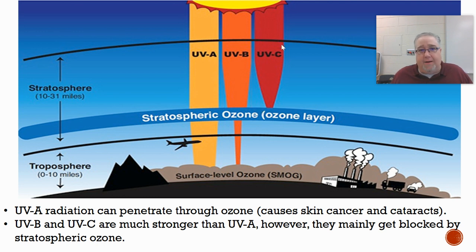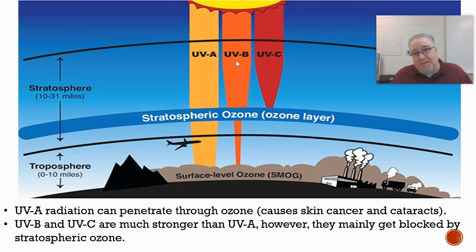UVC, you can kind of see here, doesn't really penetrate through the ozone layer. It's pretty much stopped completely. So those UVC rays never make it to the Earth, which is a good thing, okay, because it is ultraviolet radiation, and we probably don't want that stuff reaching the Earth.